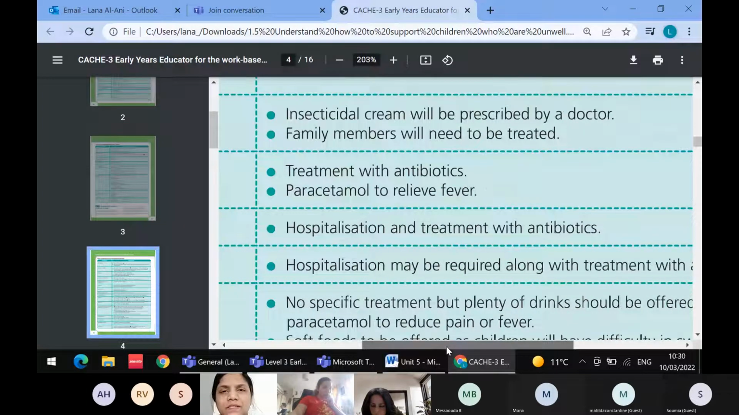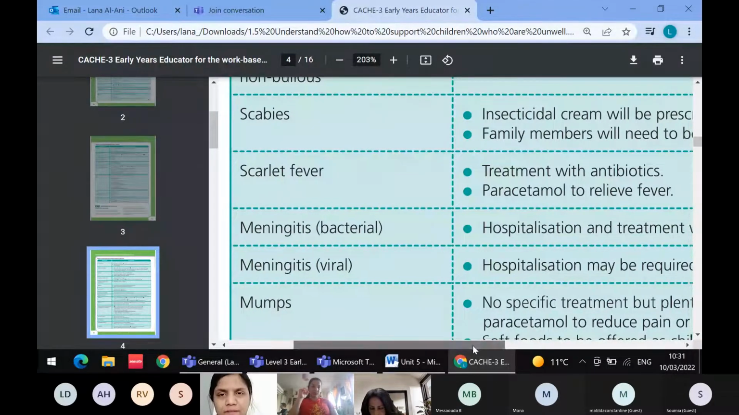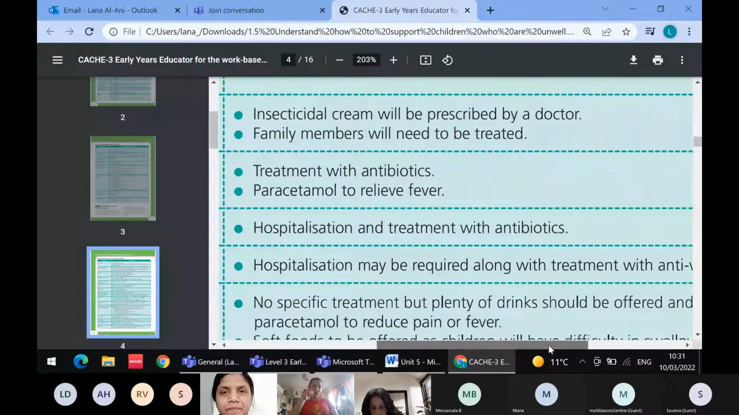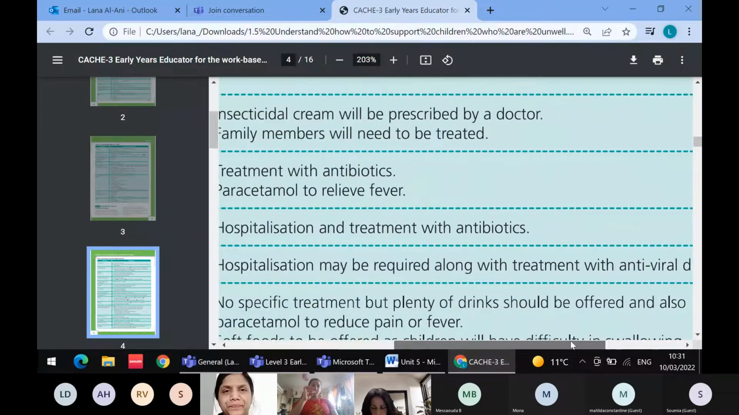Meningitis also requires hospitalization and antibiotics. It is a serious issue. Very good, well done. That's bacterial meningitis, and there is viral meningitis. For viral meningitis, the child should also be hospitalized and may need a long treatment. We need to give them antiviral drugs.